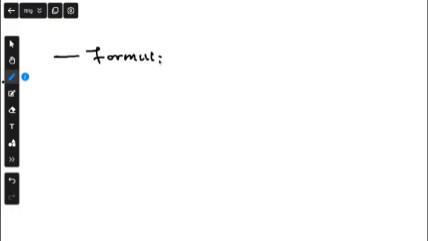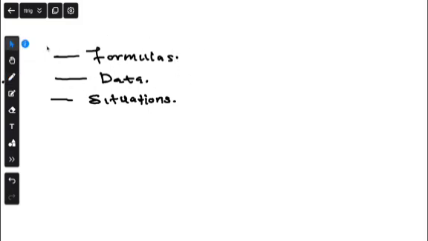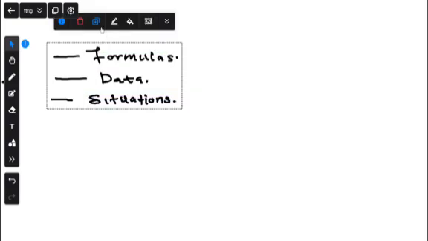And apart from the formulas, you need to know how to collect data. Okay, very, very important. Then the third thing, you need to know situations in which they ask questions. So with these three things, you can be able to answer different questions. So let's start with formulas.